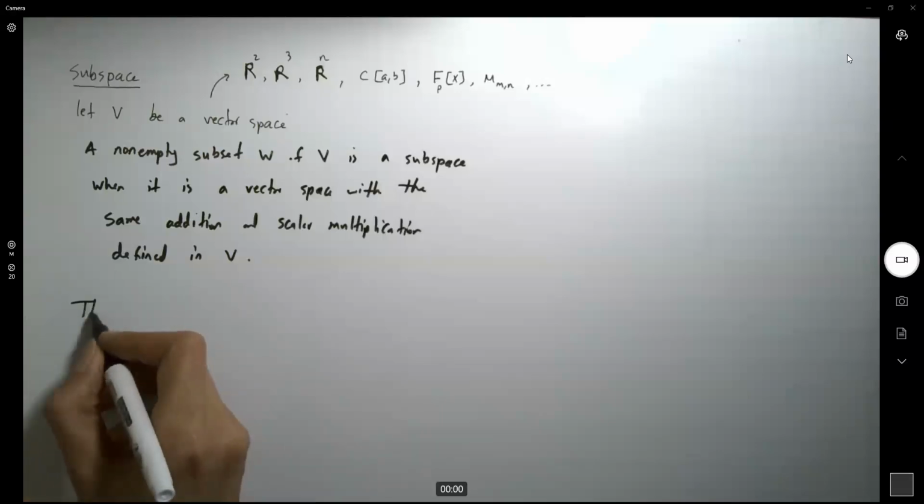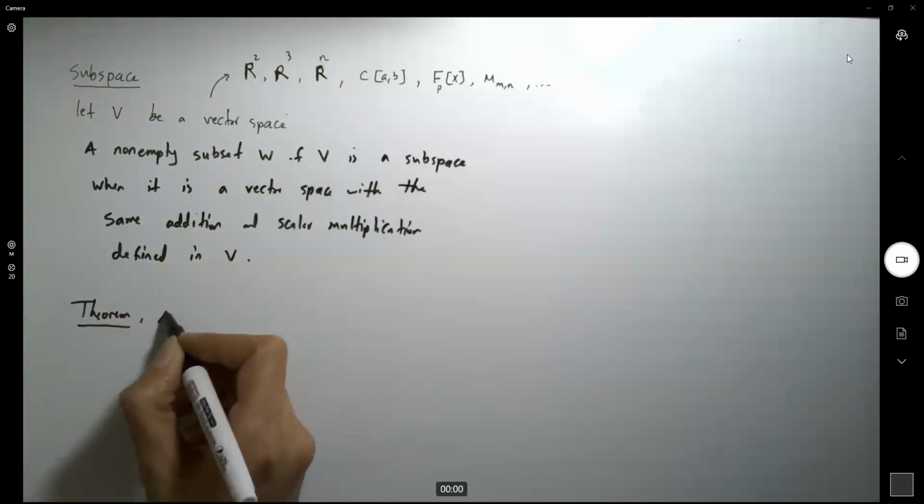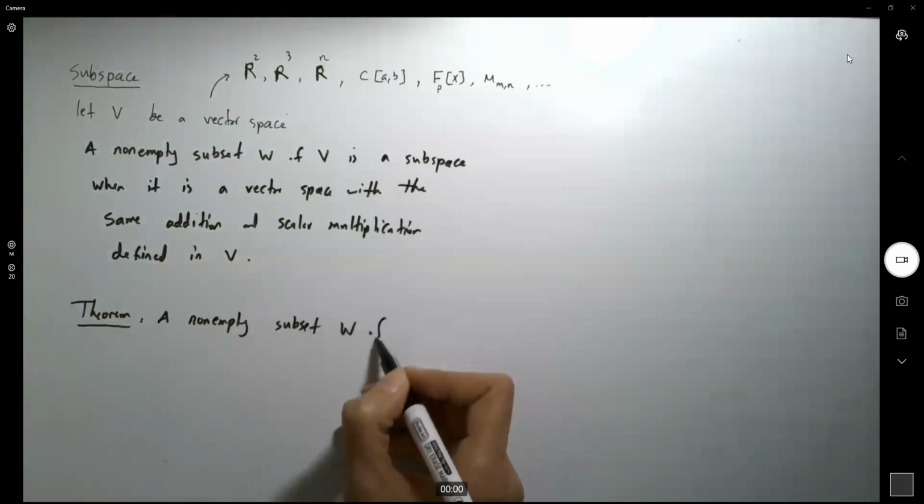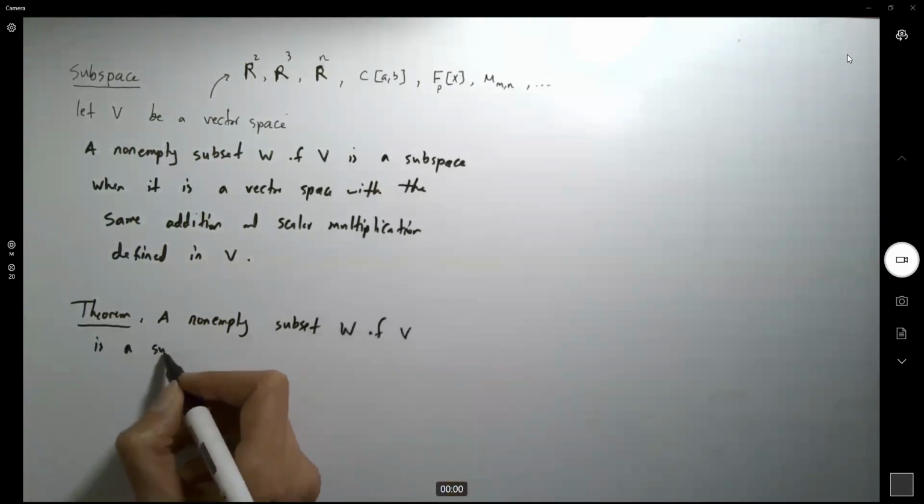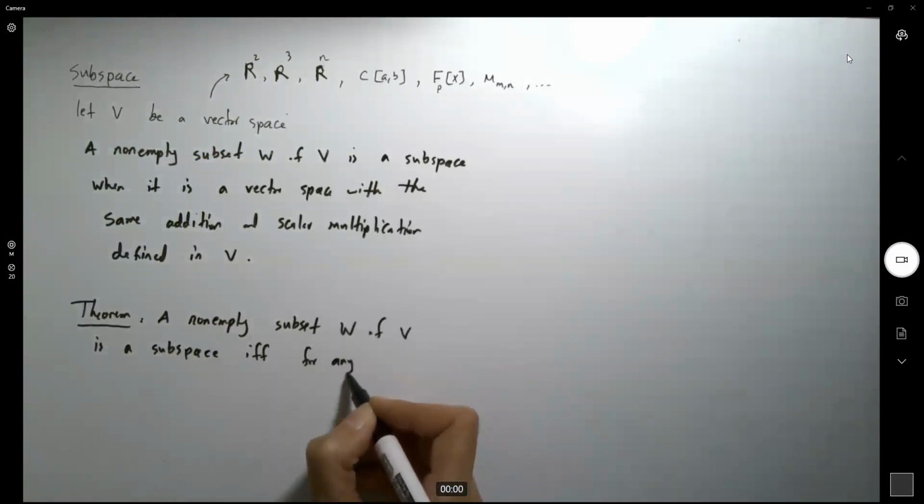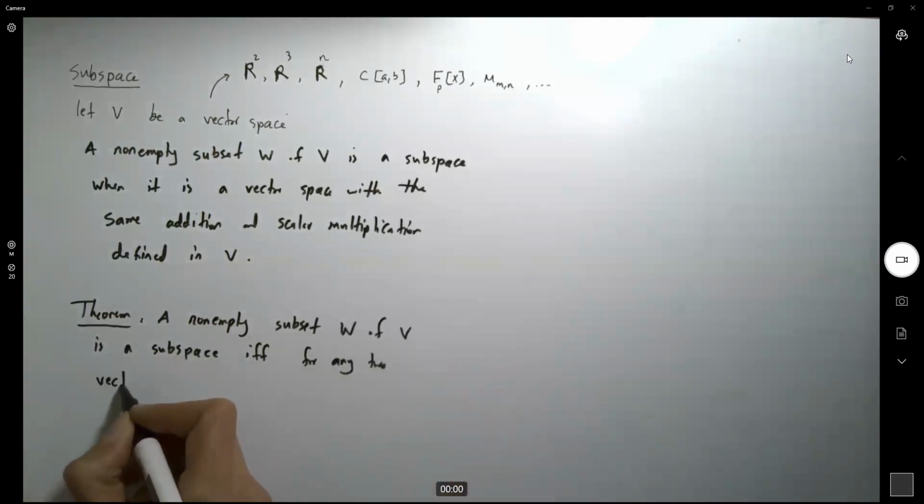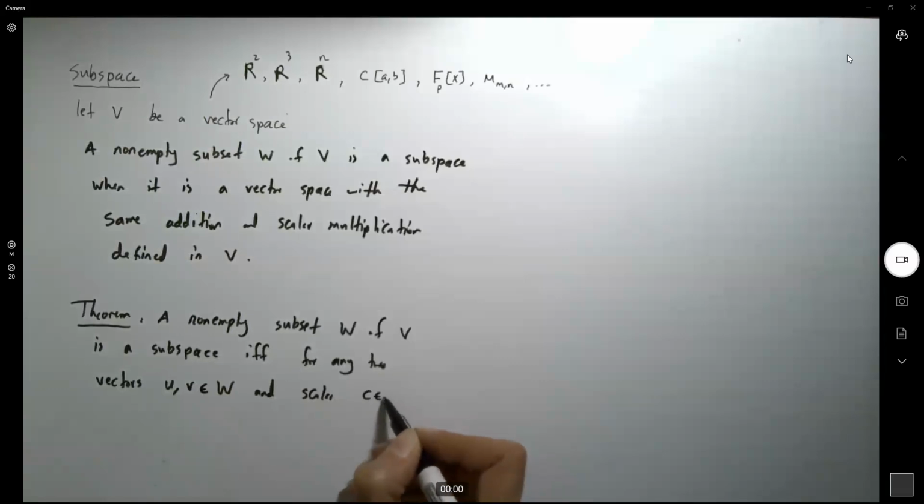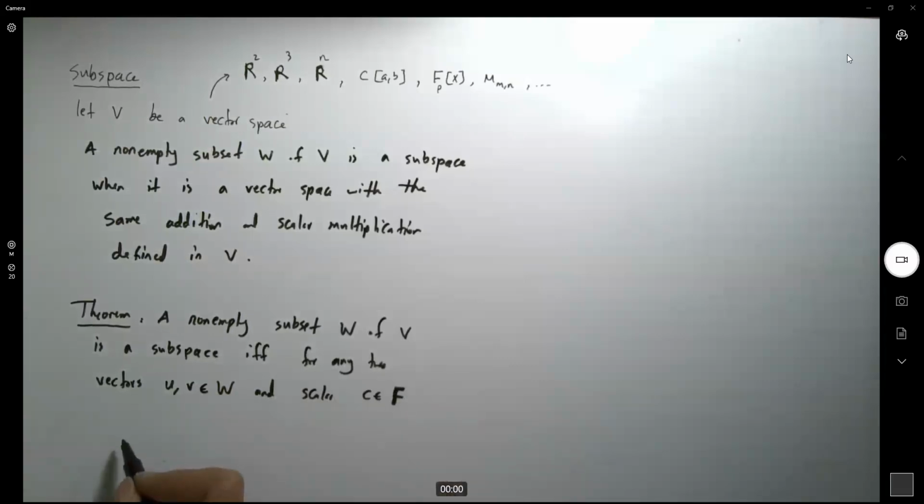Remember this theorem as well. A non-empty subset W of V is a subspace if and only if for any two elements, vectors, U and V in W and scalar C in field F, the linear combination CU plus V is also in W. So this is a nice shortcut to verify if you have a subspace or not.